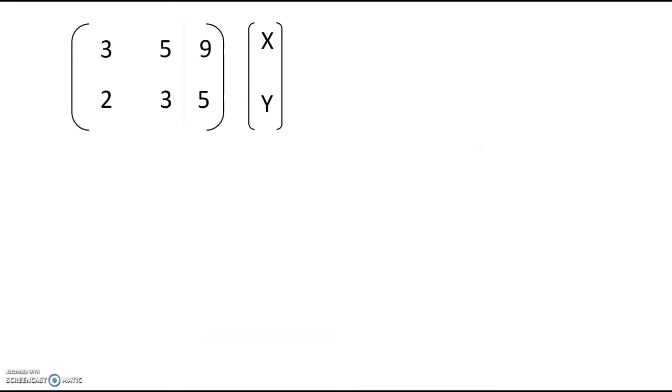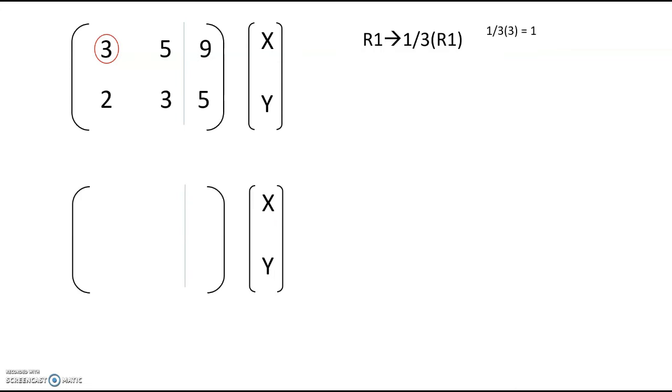So, to achieve the end product, we always must start with the first row of the first column. So here, we need to start with the 3. I'm going to multiply R1, which is row 1, by 1 over 3 to make the value 3 into 1. So, 1 over 3 times 3 is equal to 1. So, we write down the new value below that.